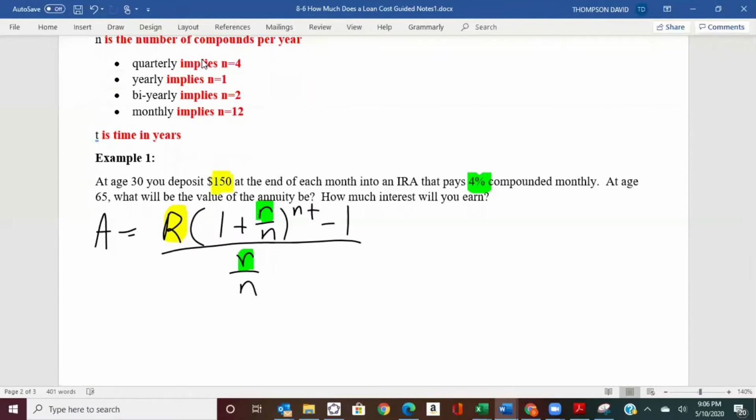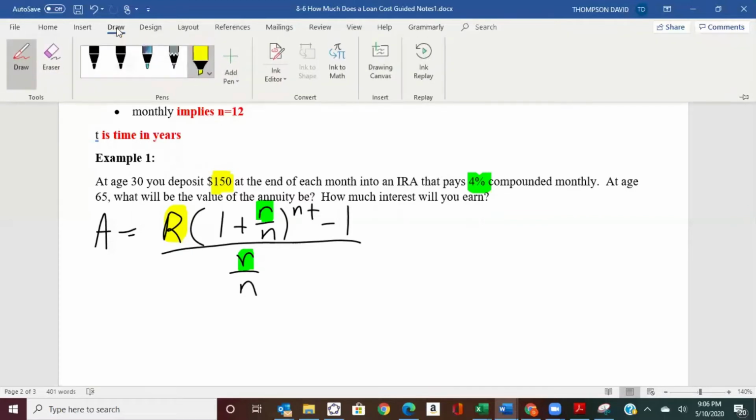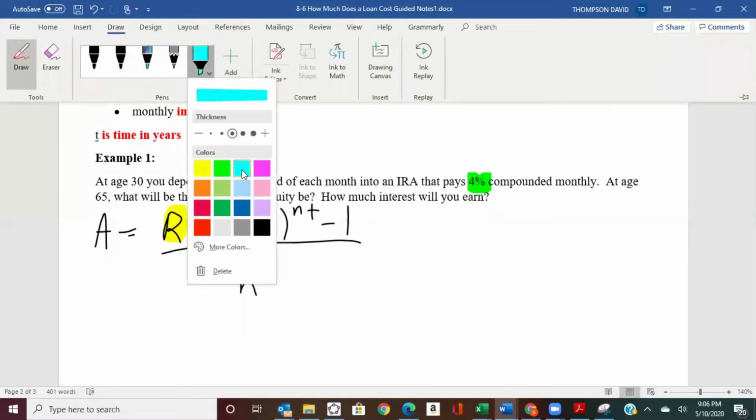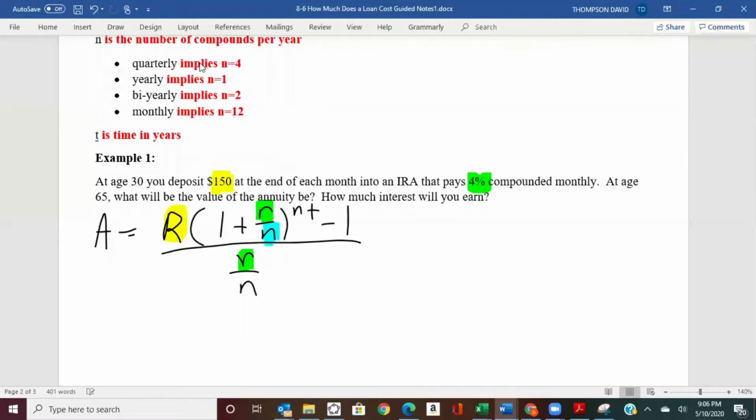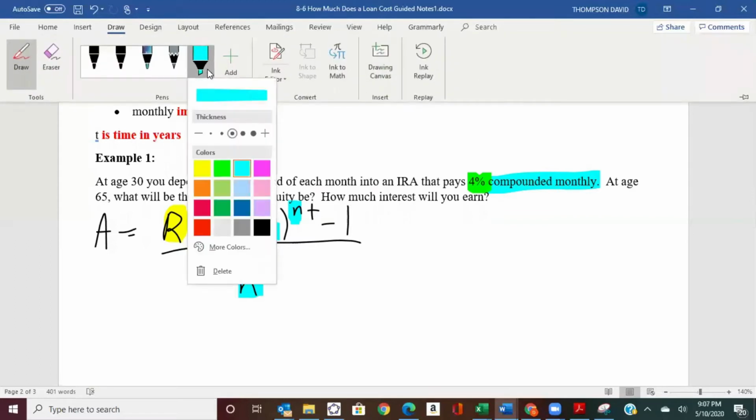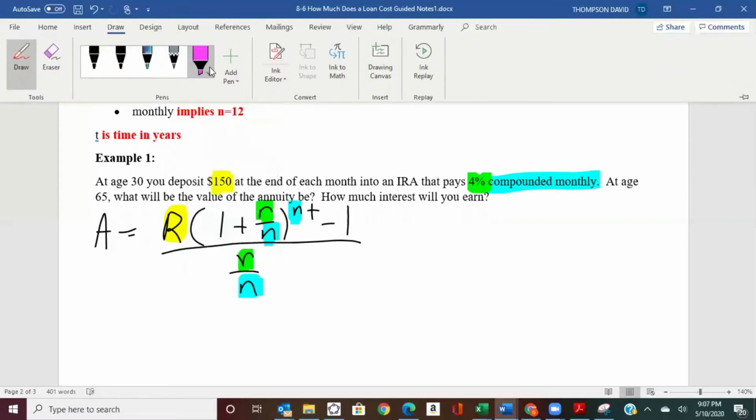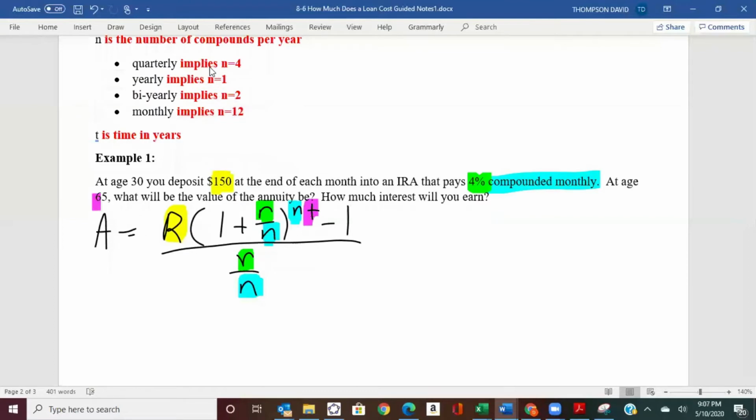$50. Let's do the number of compounds. N is, we'll do in blue. And it doesn't tell us our year, but I'll highlight two things that will give us a clue. So T, so age 65 to 30. So we have a little bit of math to do on this problem.